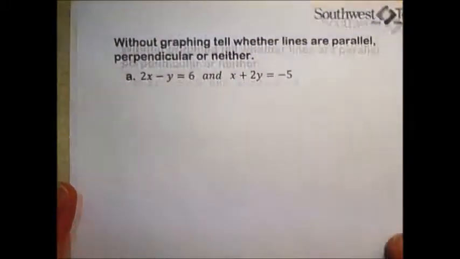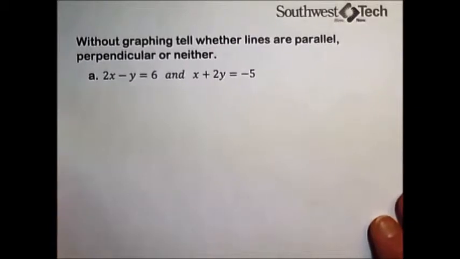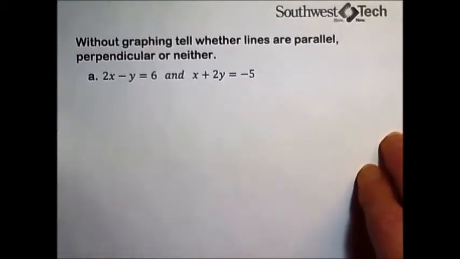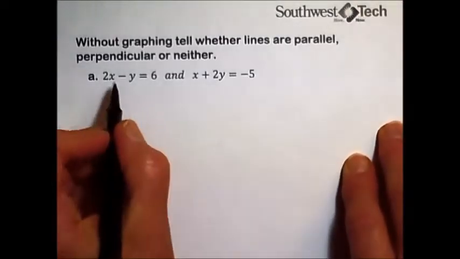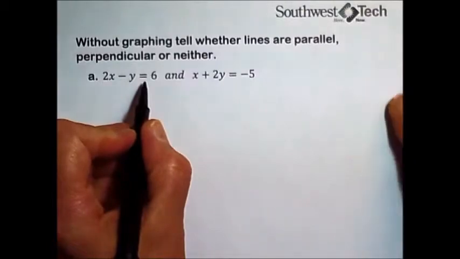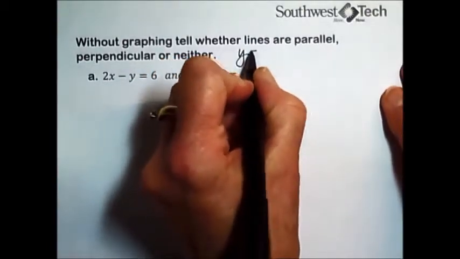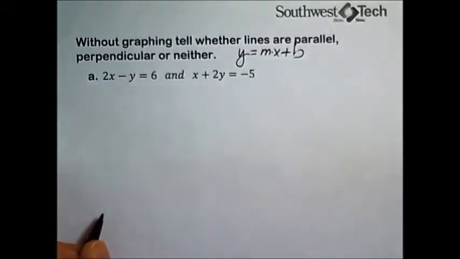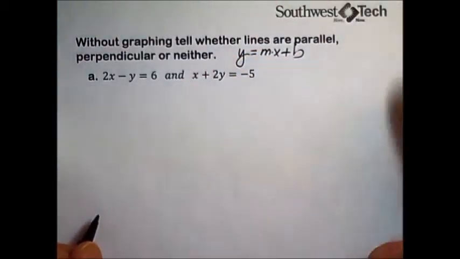So let's take a look, now that we know about parallel and perpendicular lines, to see if we can solve this next problem. It's asking us, without graphing, to tell whether the lines are parallel, perpendicular, or neither. Both of those properties of lines are based on their slope. So our first order of business will be to find the slope. This first equation, if we can transform it into y equals mx plus b, we can readily pull off the slope because it's the coefficient of our x term.